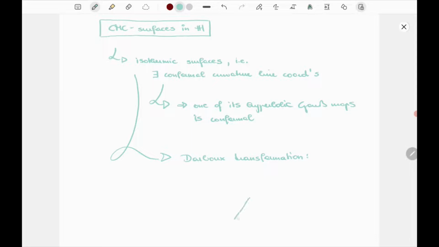So the idea is, on the boundary of the hyperbolic space, we prescribe one conformal map and then make Darboux transformations of that conformal map to obtain surfaces in our hyperbolic space. And these surfaces will then be CMC in this hyperbolic space.